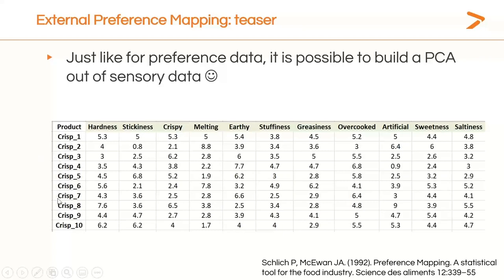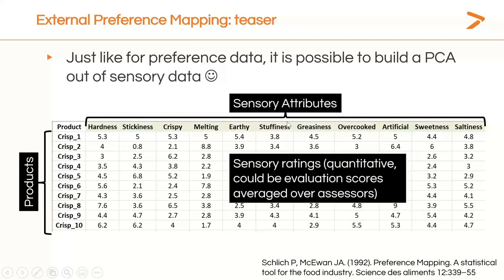Once again, we have one product per row in this data, but instead of having consumer preferences in columns, we have sensory evaluations: hardness, stickiness, crispy, melting, earthy, stuffiness, and so on. We have products in rows and sensory attributes. These are sensory ratings, which are quantitative, which could be evaluation scores averaged over several expert assessors. The most important thing is to have one data set with the products in rows, and another data set with sensory attributes or chemical composition, but still with exactly the same products in rows. Let us focus on this sentence here.